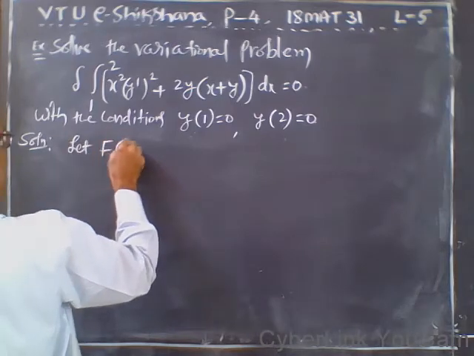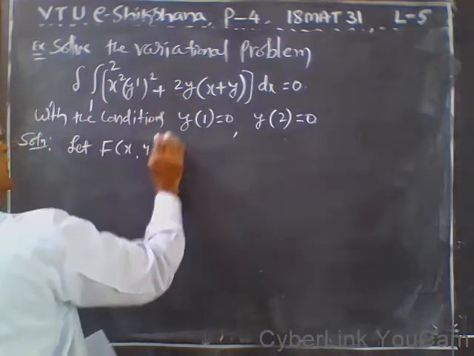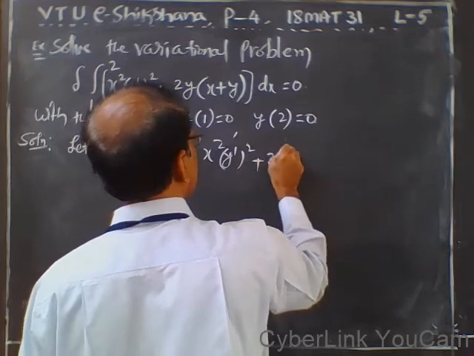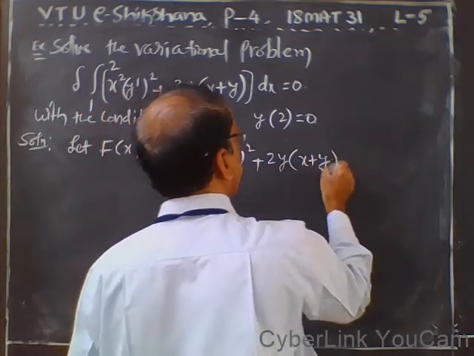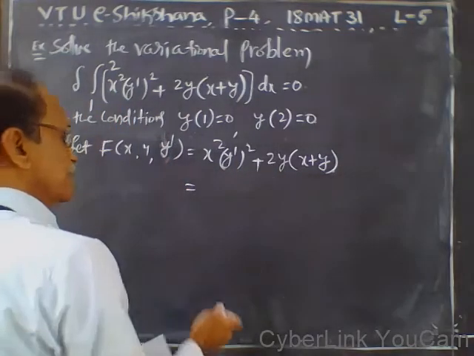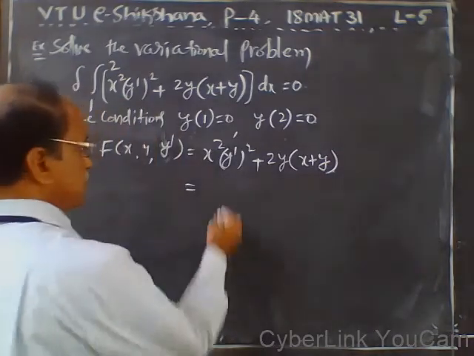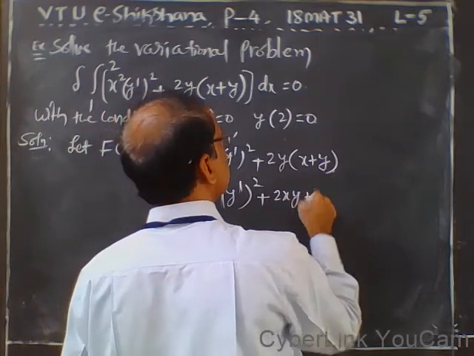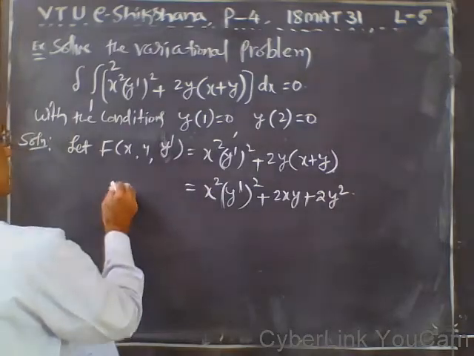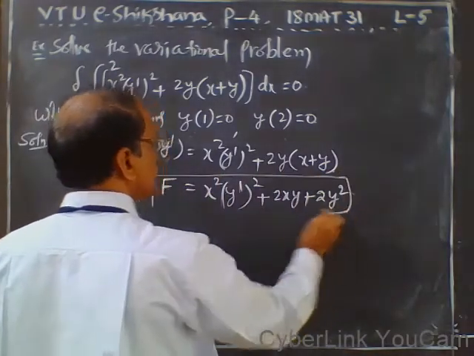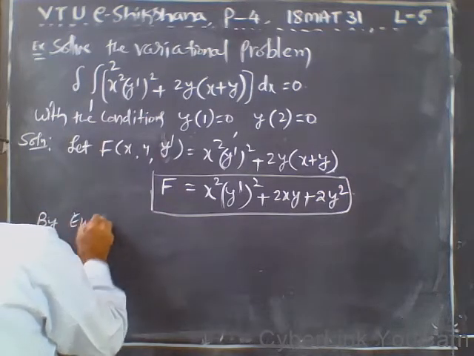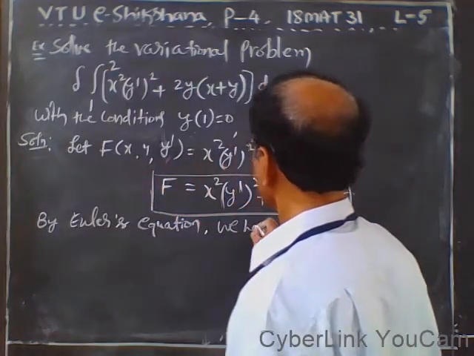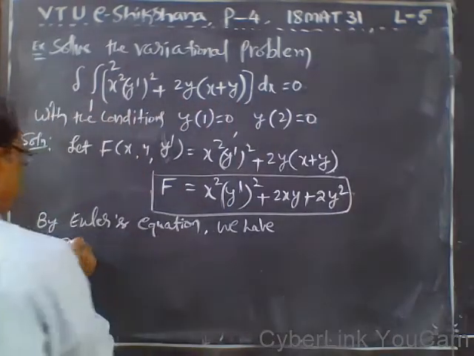Let f of x, y, y dash be equal to x square y dash square plus 2y into x plus y. Let us take this in expanded form: x square y dash square plus 2xy plus 2 times y square. This is the value of f. Now, by Euler's equation, we have del f by del y.